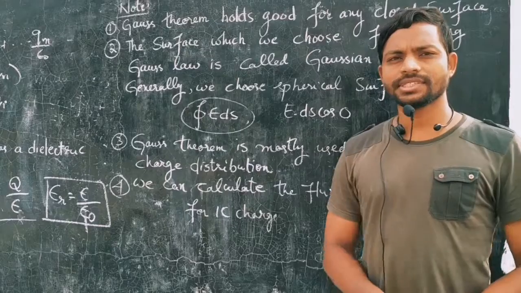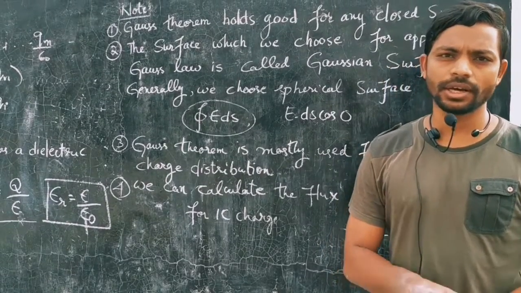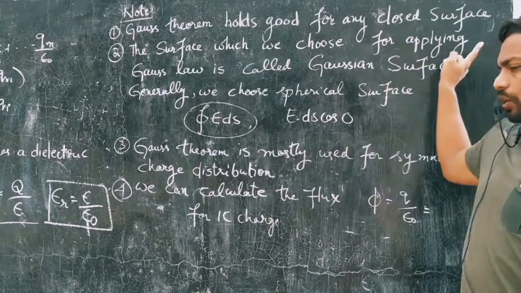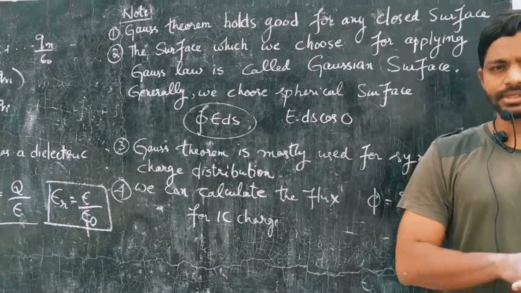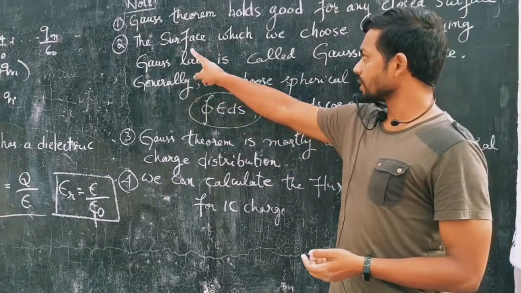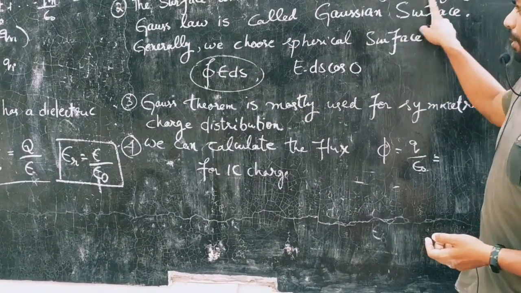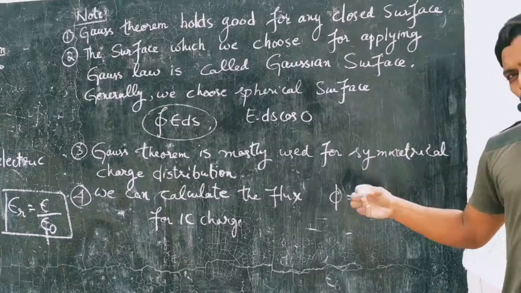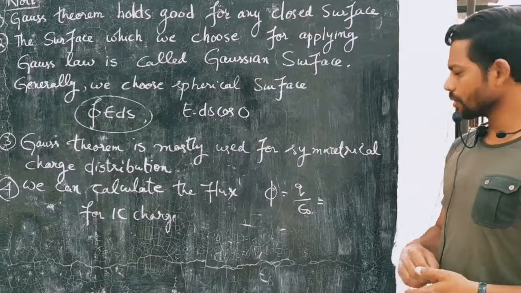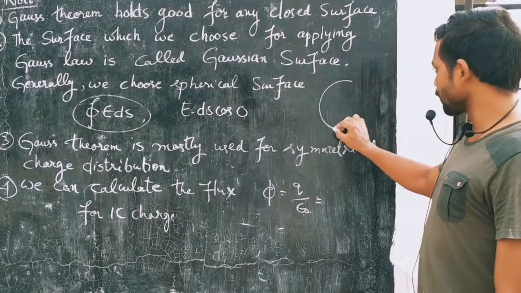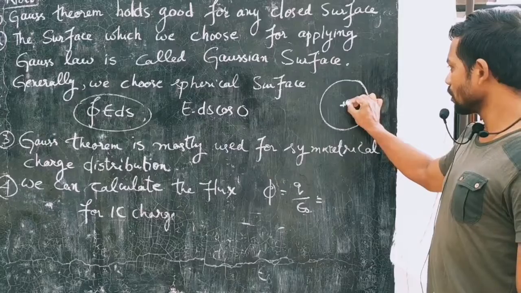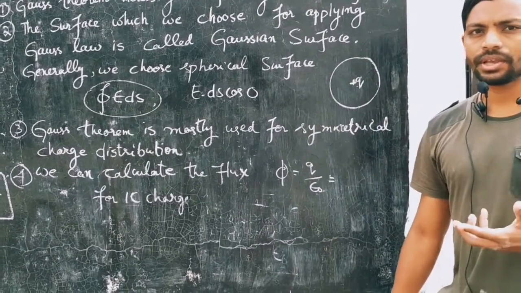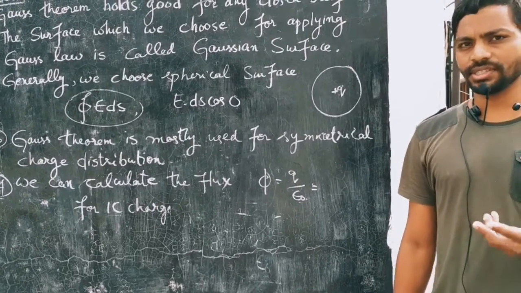Now some important points to be noted regarding Gauss theorem. First, Gauss theorem holds good for any closed surface. It should be a closed surface. Secondly, the surface which we choose for applying Gauss law is called the Gaussian surface. In the proof which we have given, we considered a spherical surface which encloses a charge. This surface we call the Gaussian surface.